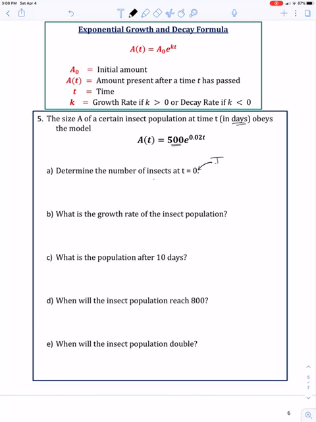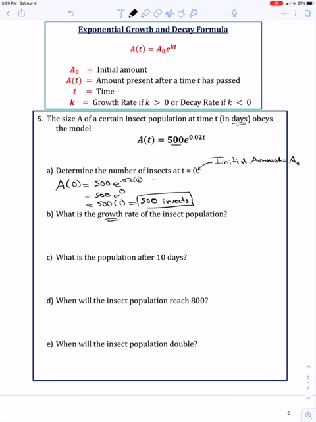Well, at time t equals 0, that should be our initial amount, right? That should equal A sub 0, so that should equal 500. So let's show that algebraically. A of 0 equals 500 times e to the 0.02 times 0. As we multiply 0.02 times 0, we get 0, and we know that e raised to a power of 0 simplifies to 1. So we end up with 500 times 1, or 500 insects. So there's our initial amount, that was A sub 0.